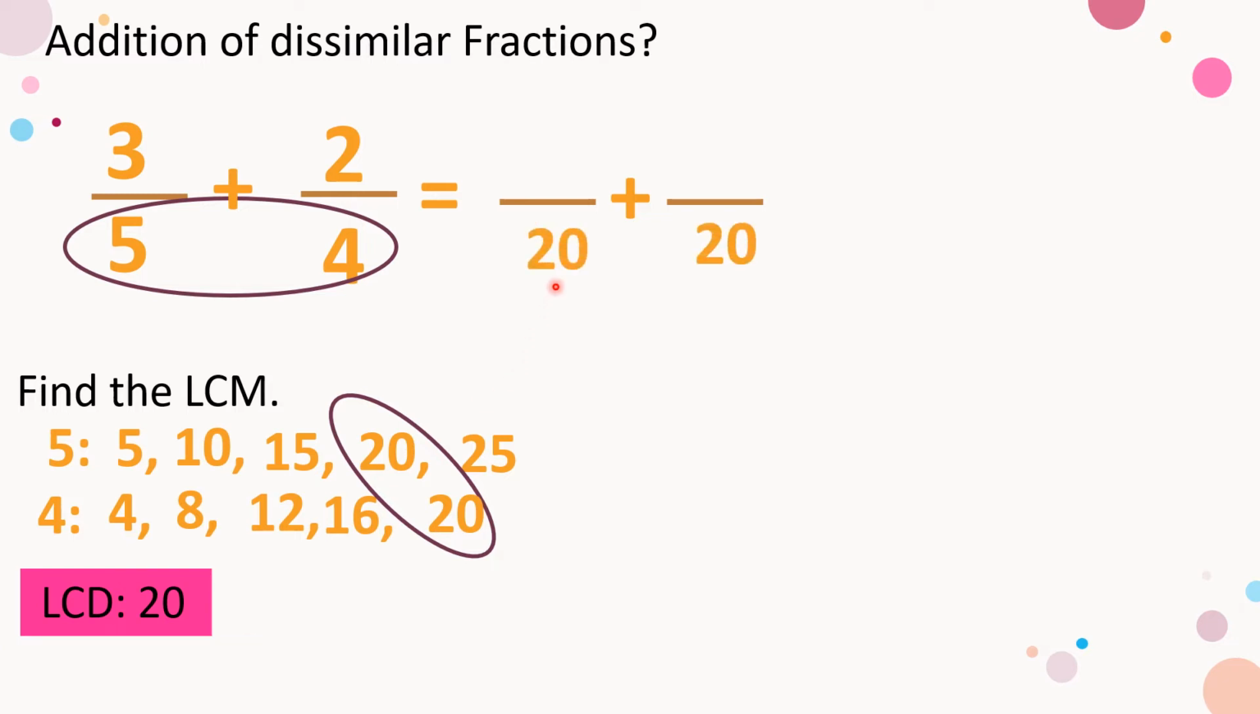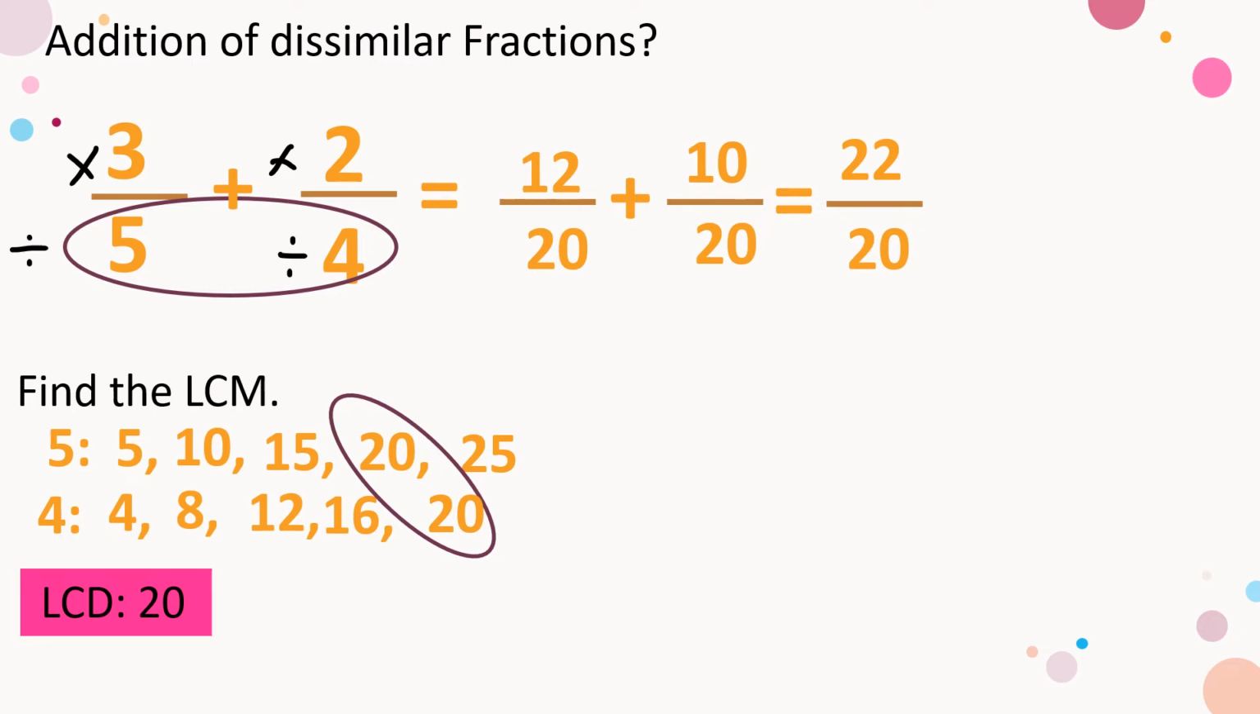And then 20 divided by 5, that is 4, times 3, that is 12. So divide first, and then multiply the result by the numerator, and that is equal to 12. The next, 20 divided by 4, and that is equal to 5, times 2, that is equal to 10. So now we have similar fractions here. 12/20 plus 10/20. So add now the numerators, 12 plus 10, that is equal to 22/20.